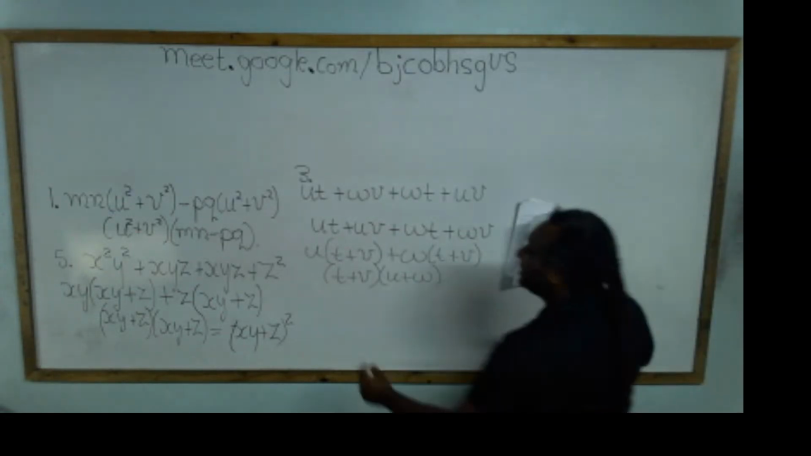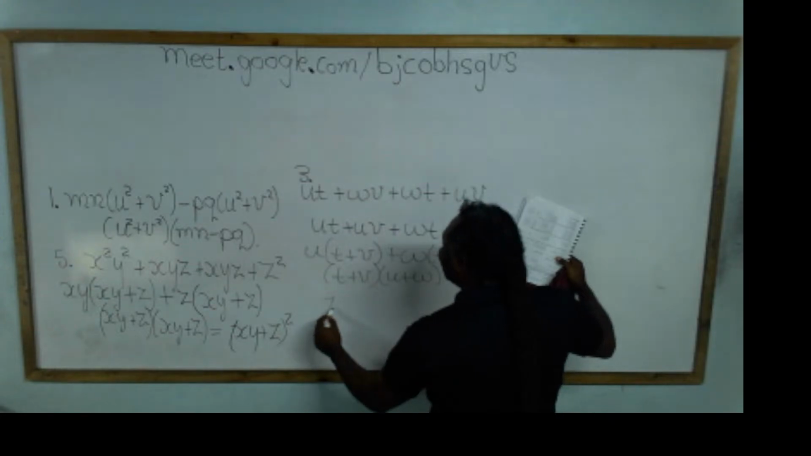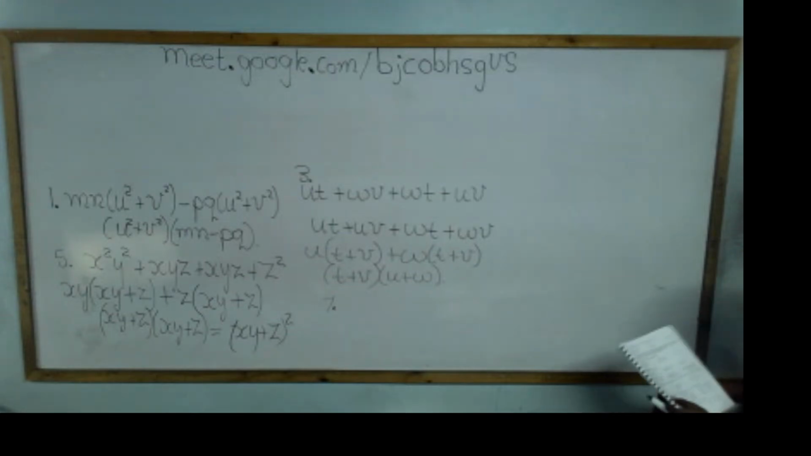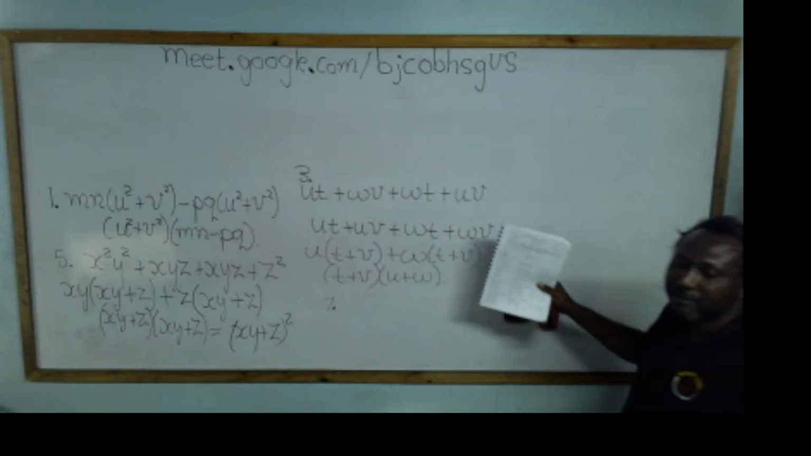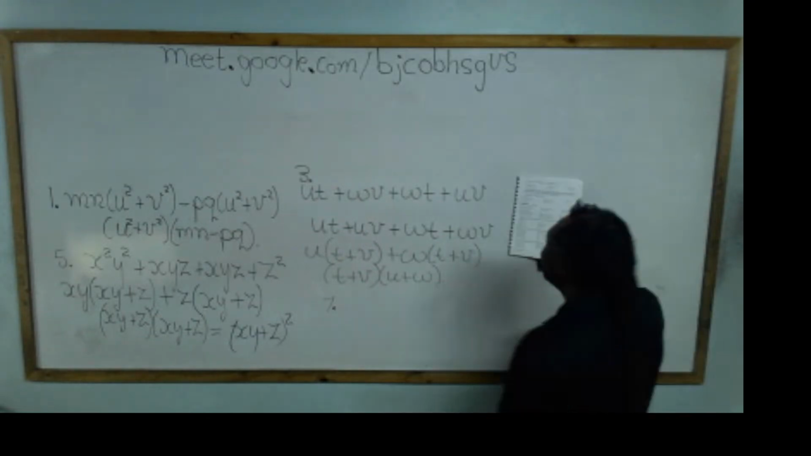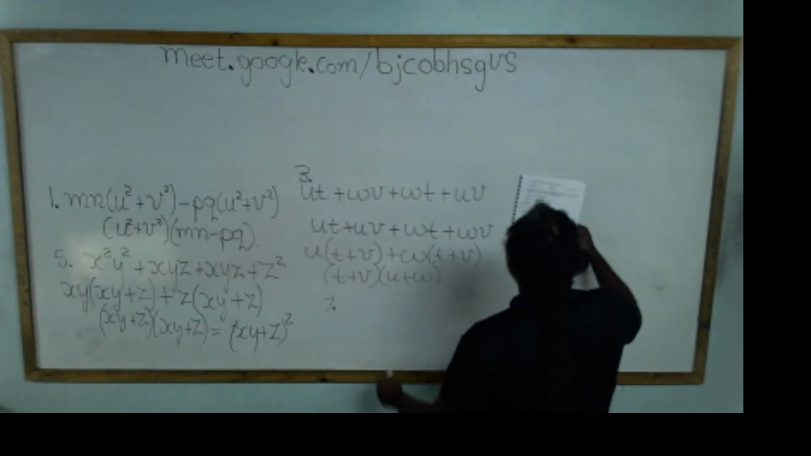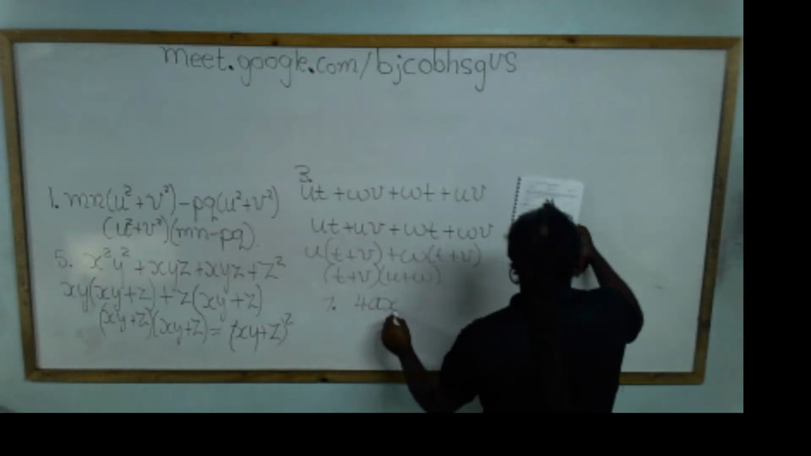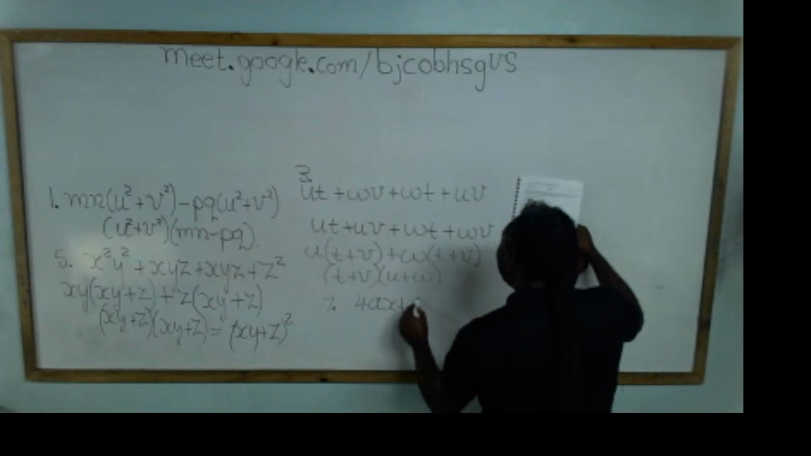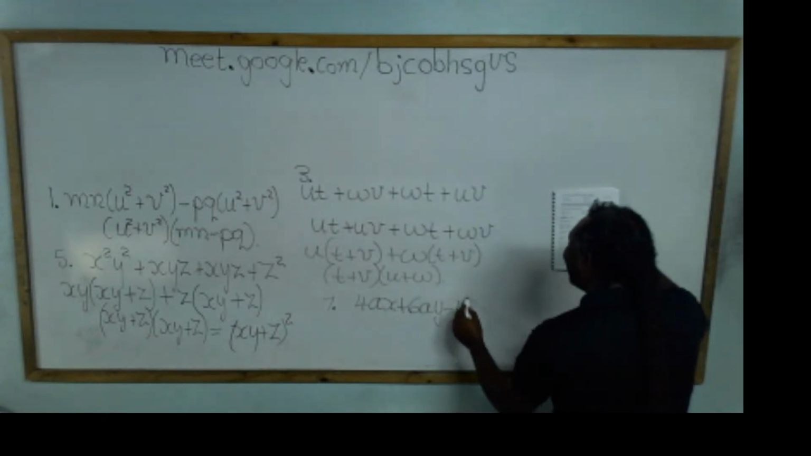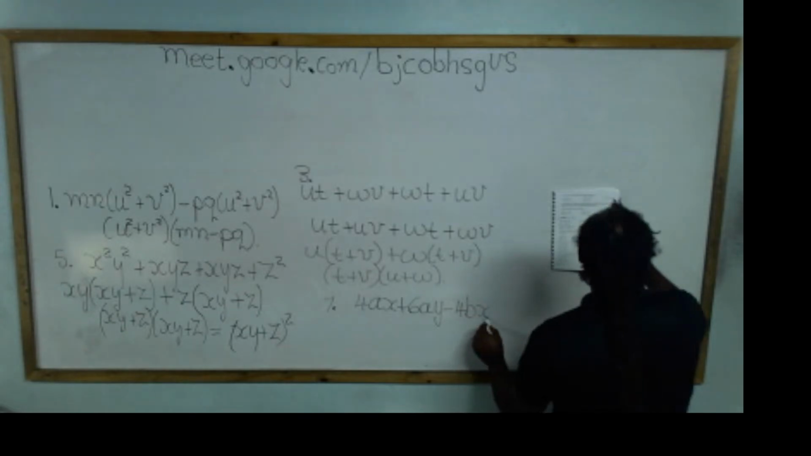And number 7. If we can get it in here, that would be nice. That one, all it needed was to be rearranged, and then after rearranging it, it turns out to be great. So number 7, we have 4ax plus 6ay minus 4bx minus 6by.